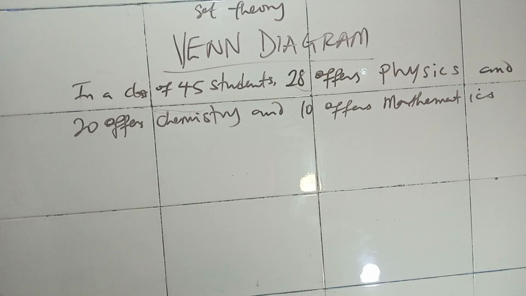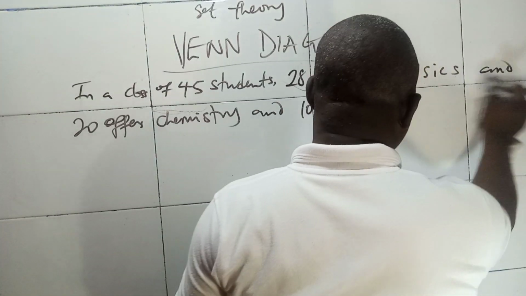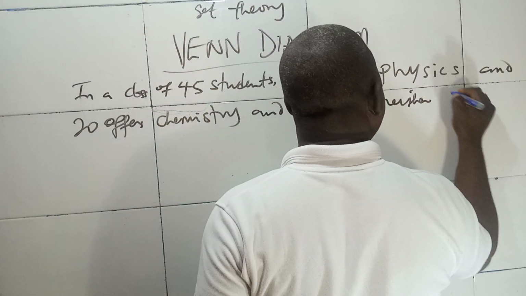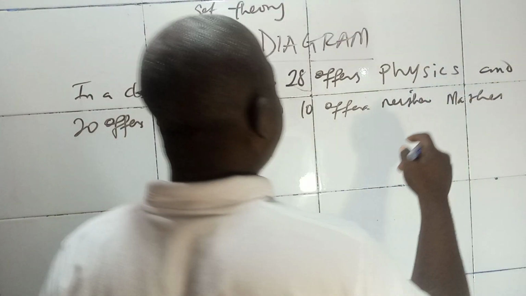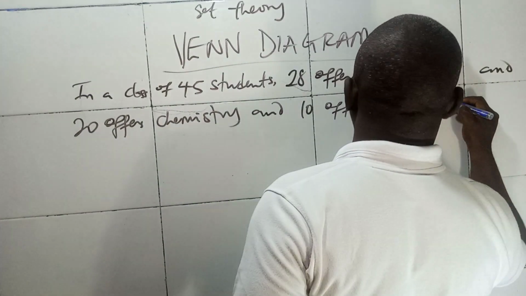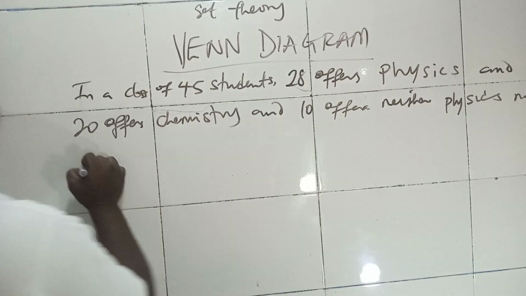So hope we are all following the way I'm writing the question. Or let's say, let me make it 10 offer neither mathematics, no, wait, I want to make it more difficult. 10 offer neither physics, and 10 offer neither physics nor chemistry.